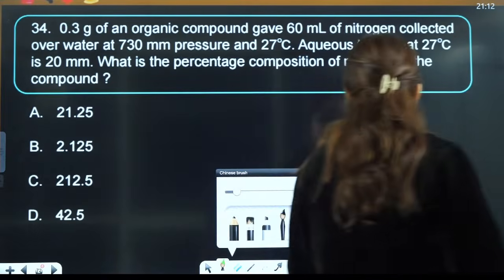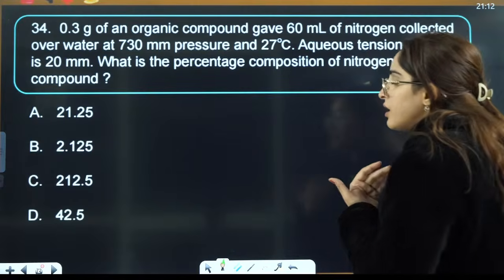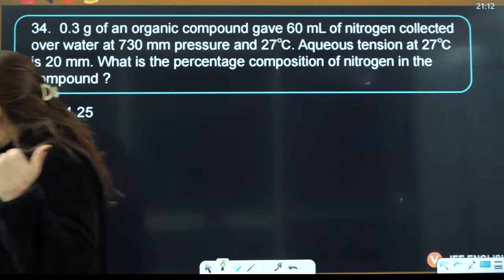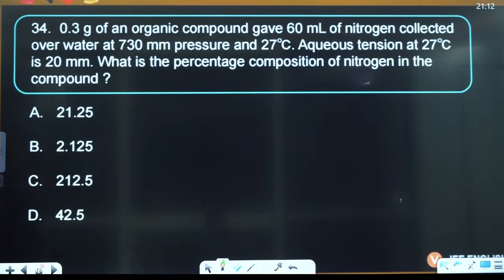Next question, let's see this. Now this is a question that was also there in your JEE, right?